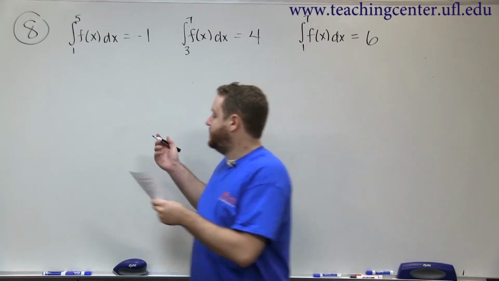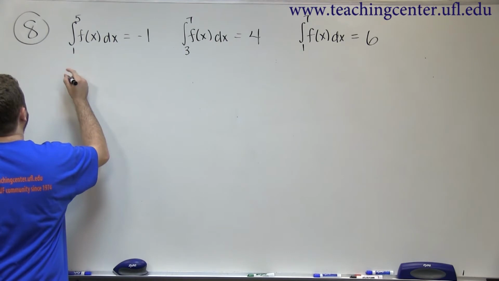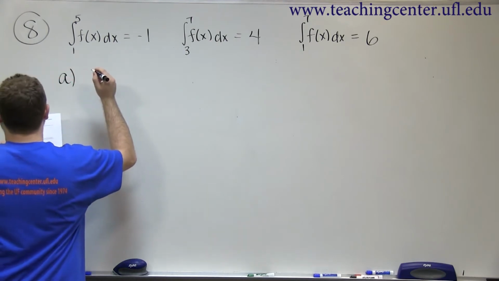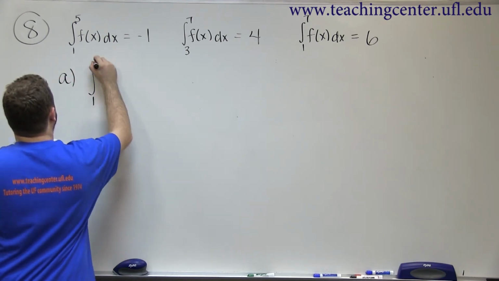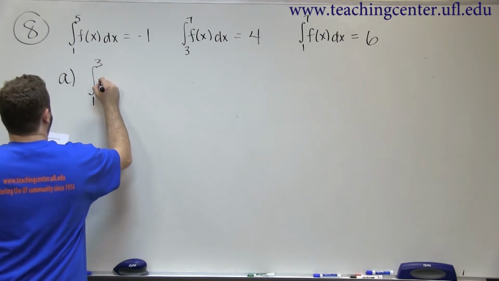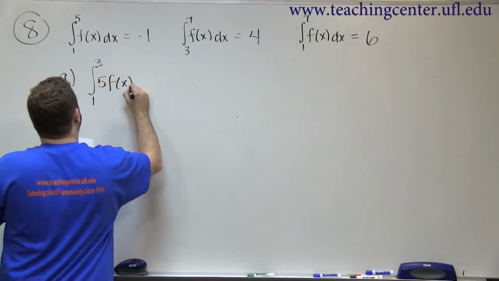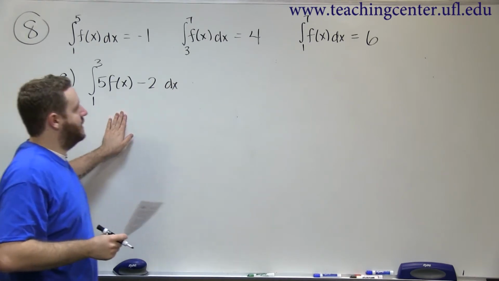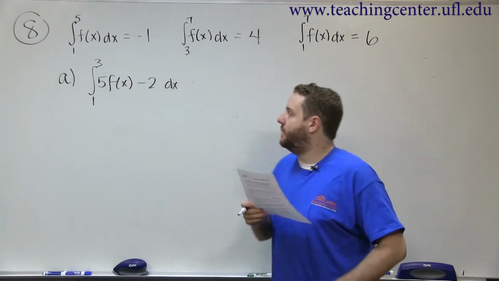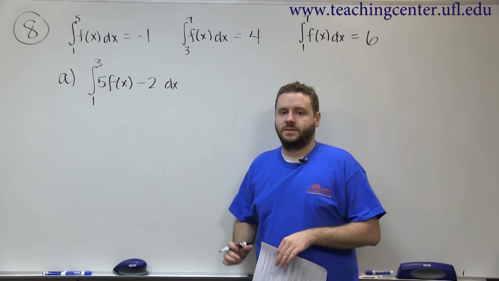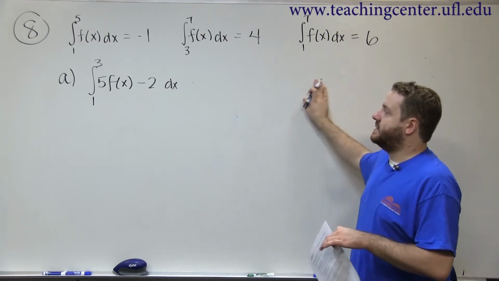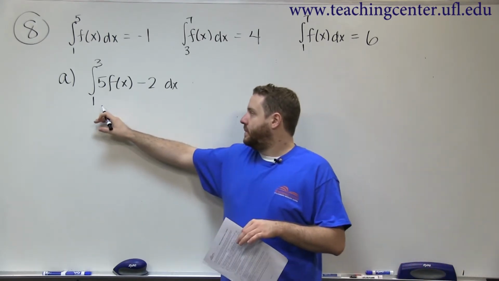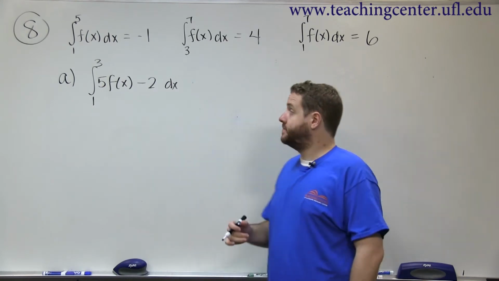So part A says we need to find the integral from 1 to 3 of 5f of x minus 2 dx. So this is the integral that we need to find, and we need to use the pieces that we already have in order to answer this. So notice that none of the 3 pieces that we have are from 1 to 3.